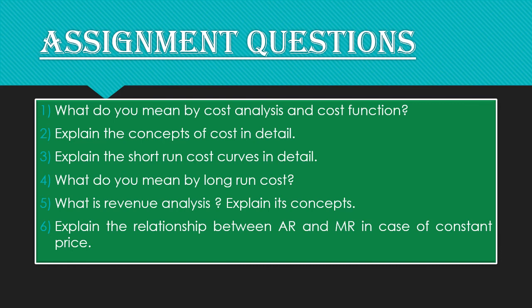The sixth one is, explain the relationship between average revenue and marginal revenue in case of constant price only. No need to explain the decreasing price concept. You have to just explain the constant price case, the relationship between average revenue and marginal revenue.